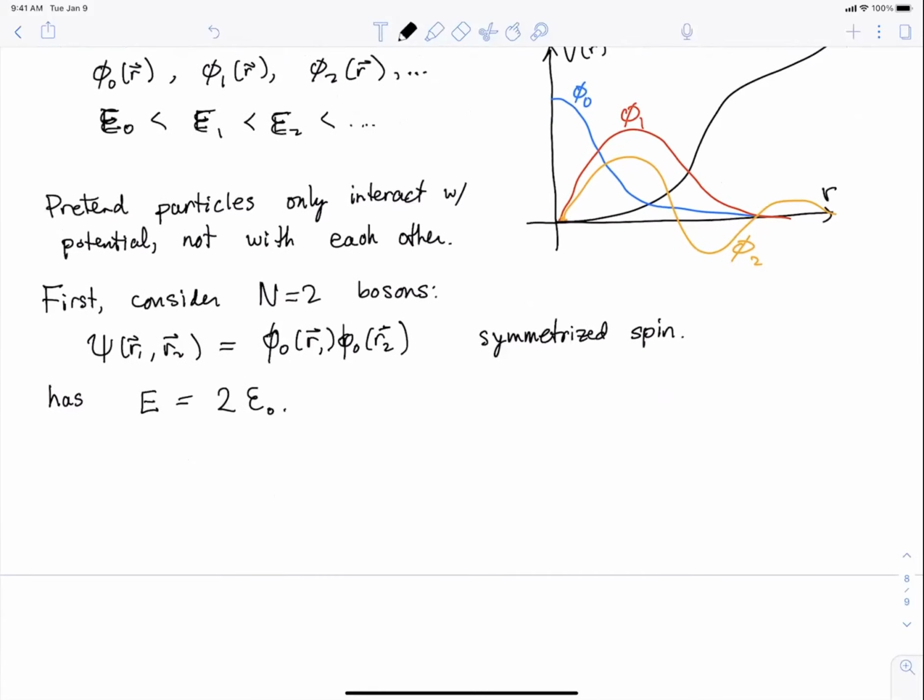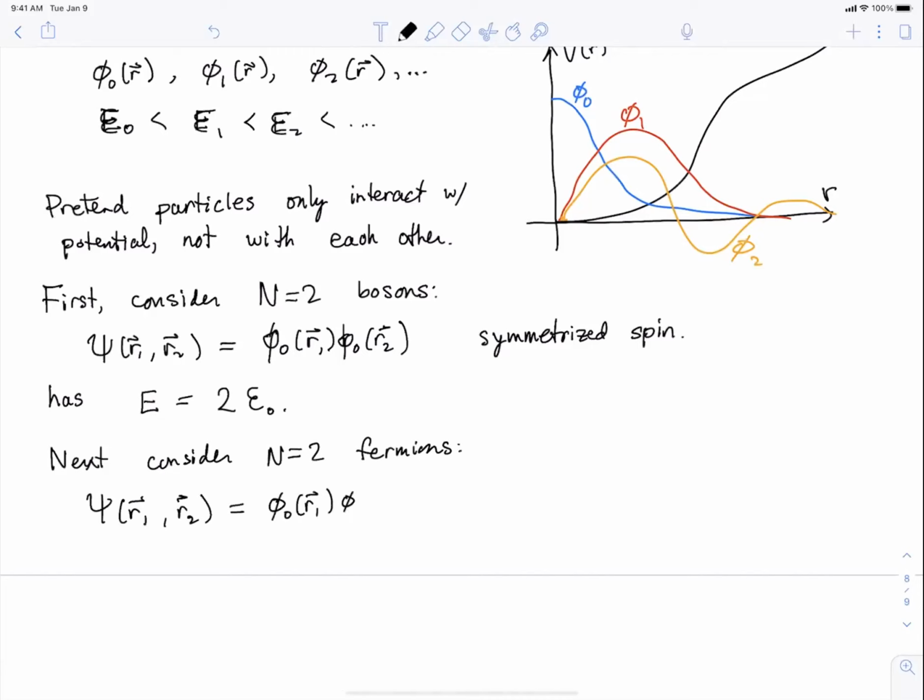Okay, now consider n equals 2 fermions. Okay, then I can do exactly the same thing. My wave function is just the product of these two individual wave functions. And why can I get away with that? Because that's symmetric, but I can get away with it because I can assume that the spin state is antisymmetric. So with antisymmetric spin state.